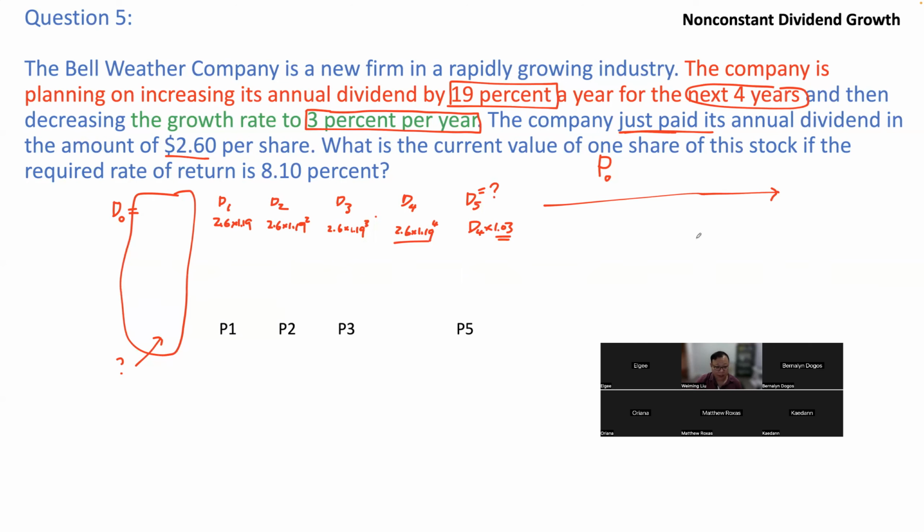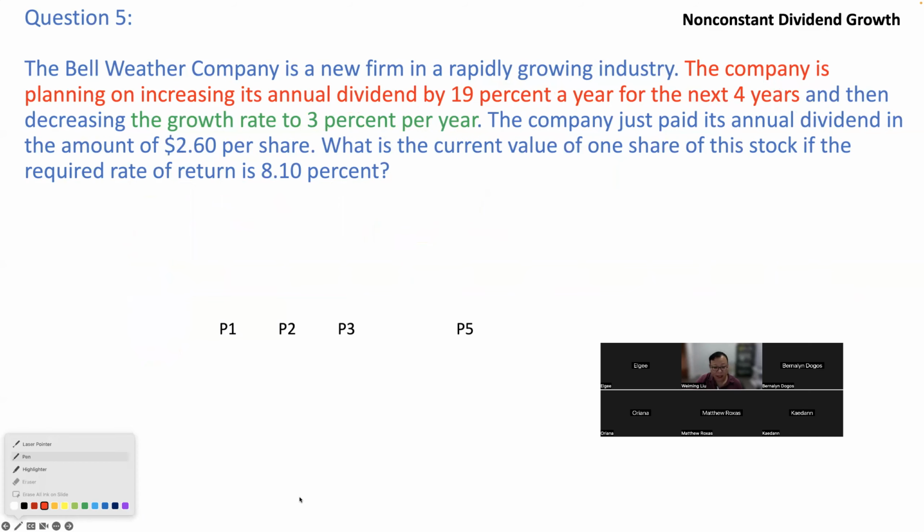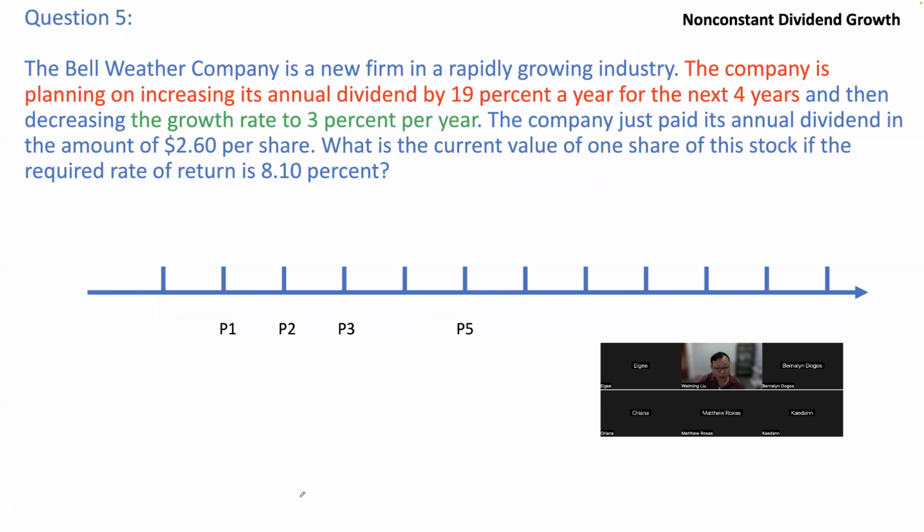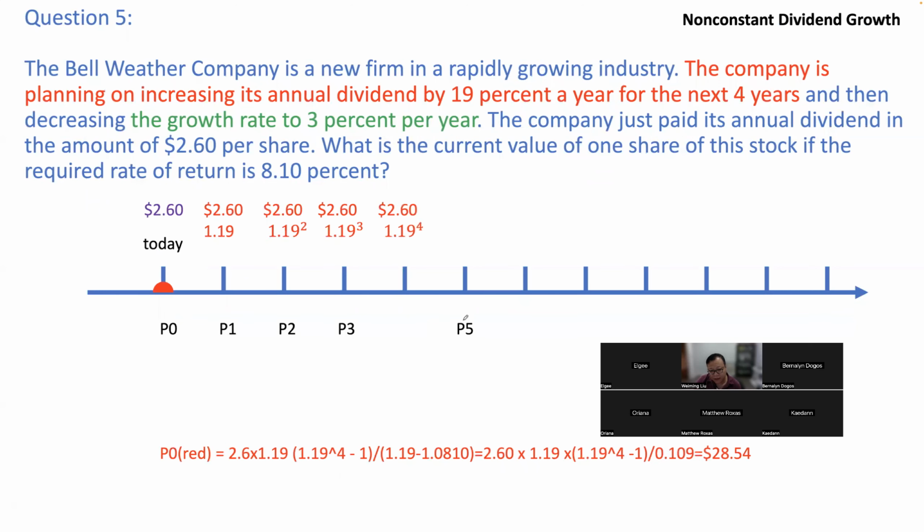Okay, so with all this information, let's take a look at what I'm doing here. What I did is I drew this timeline, and I know the current value. And right away, I know the first stream of dividends that have a growth rate of 19%. Now I want to know the present value for this. For this stream of dividends, what is the present value?